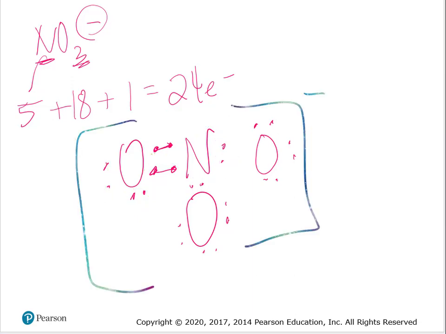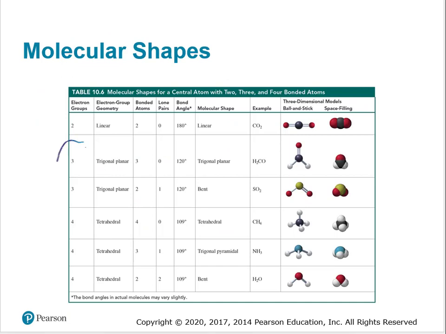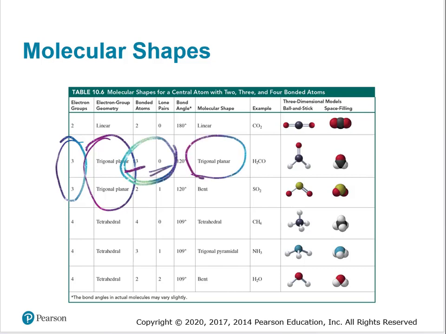How many things are around my central atom? 1, 2, 3 things. So that would make it trigonal planar. And of those 3 things, they are all atoms. There's no lone pairs. So going back to my cheat sheet, there's my 3 electron groups. So its electron geometry is trigonal planar. But here is my 3 bonded atoms, no lone pairs. So its shape is actually trigonal planar as well.